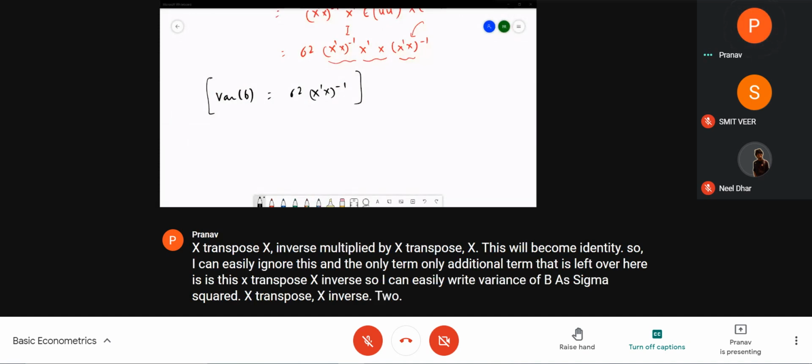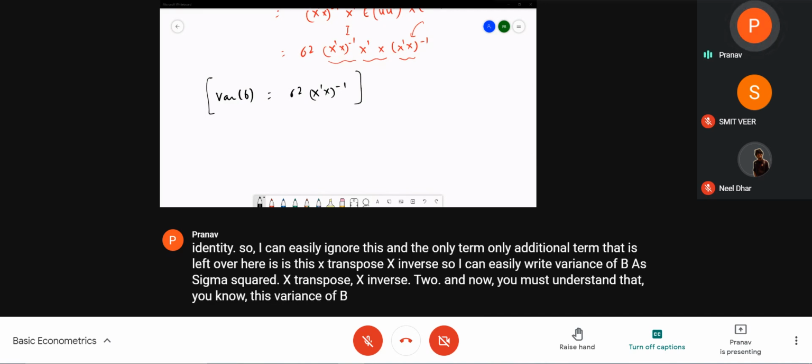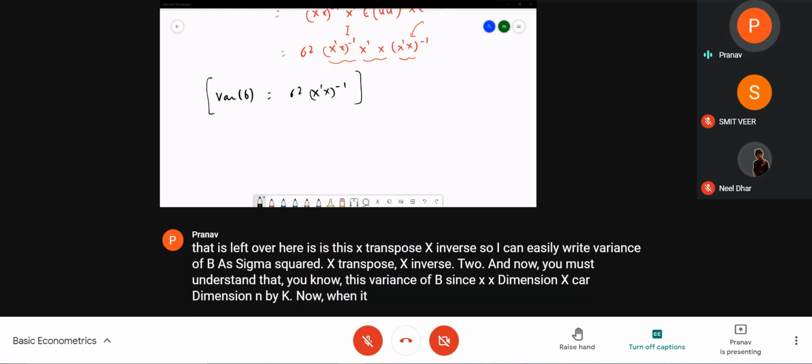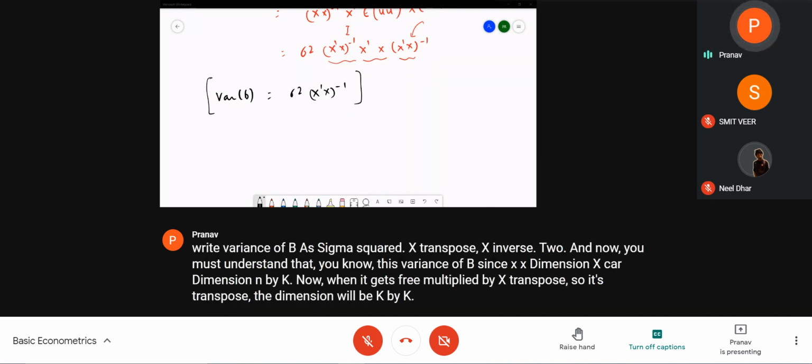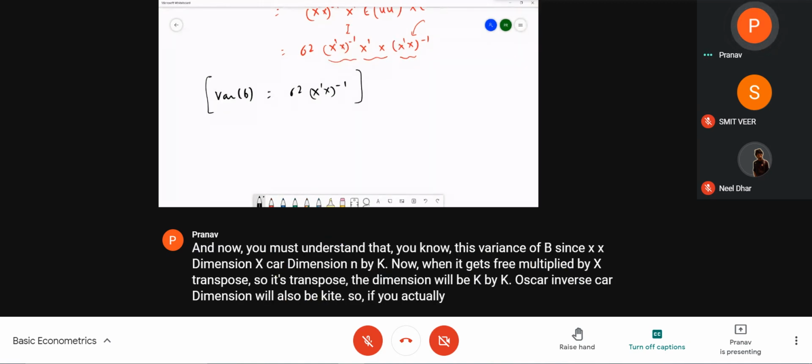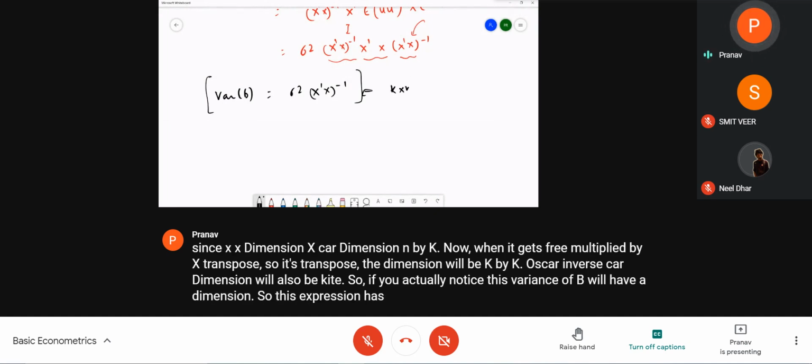And now you must understand that, this variance of B, since what is the dimension of X? The dimension of X is n by k. Now, when it gets pre-multiplied by X transpose, the dimension will be k by k. Its inverse will also be k by k. So if you actually notice, this variance of B will have a dimension, or this expression has a dimension, k by k. Always remember this.